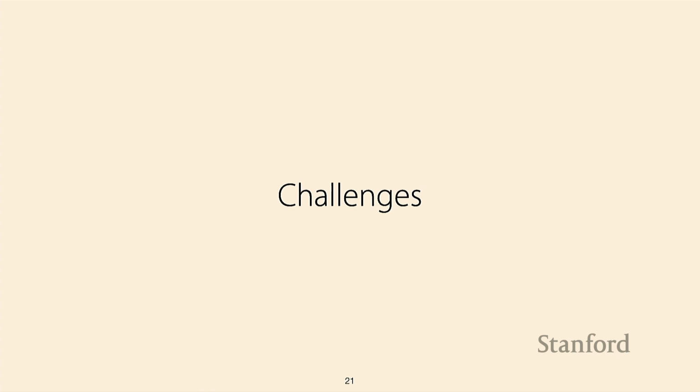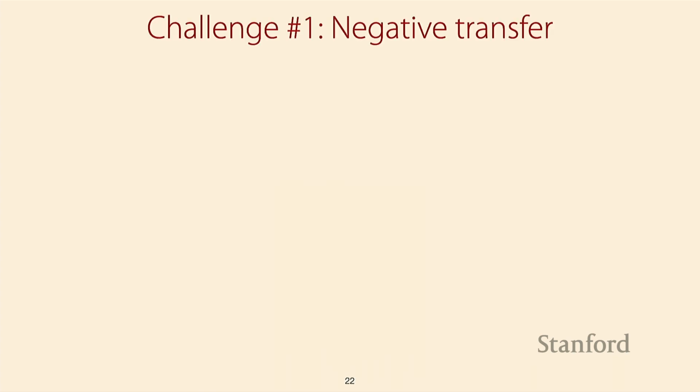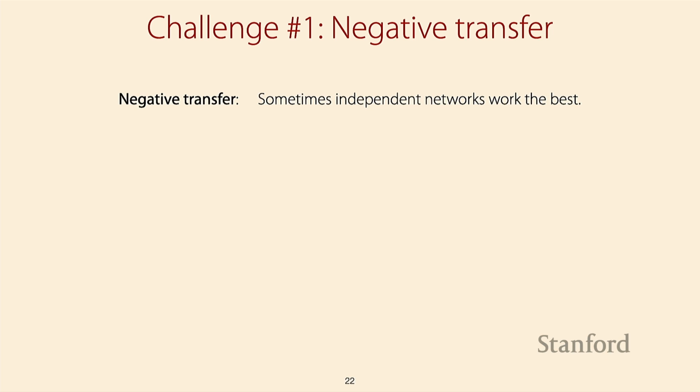Cool. So actually, before we go into the case study, there's a few different challenges that I want to bring up. And this is going to affect some of the design choices as well. So one challenge that comes up is negative transfer between tasks. What negative transfer means is that sometimes if you try to train with multitask learning, the resulting model actually does worse than if you were to train completely independent neural networks.